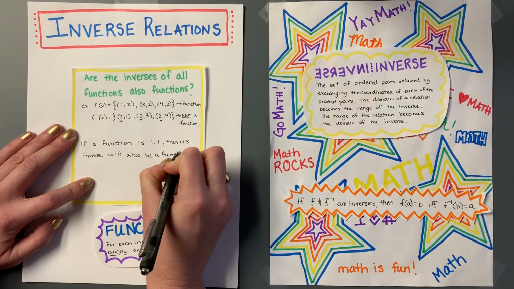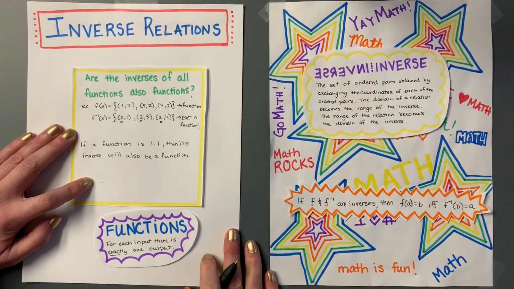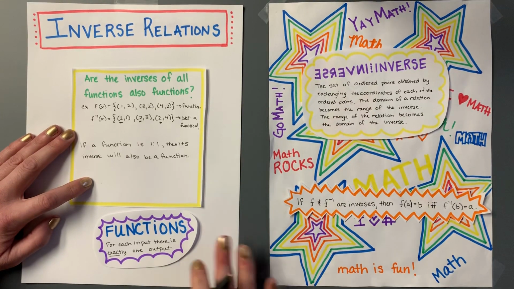And a 1-to-1 function is a function which has, for each input, only one output, and for each output, only one input.